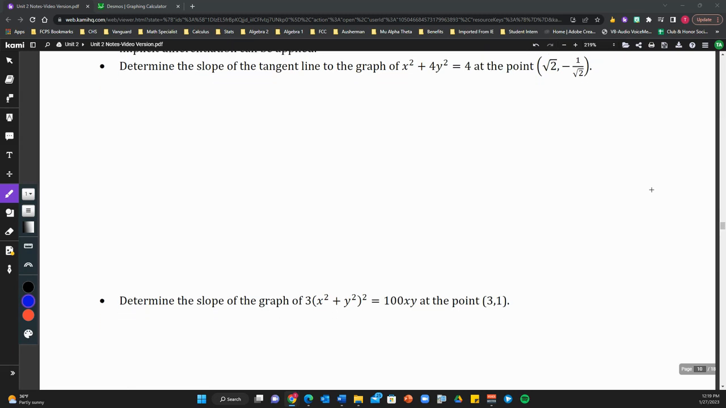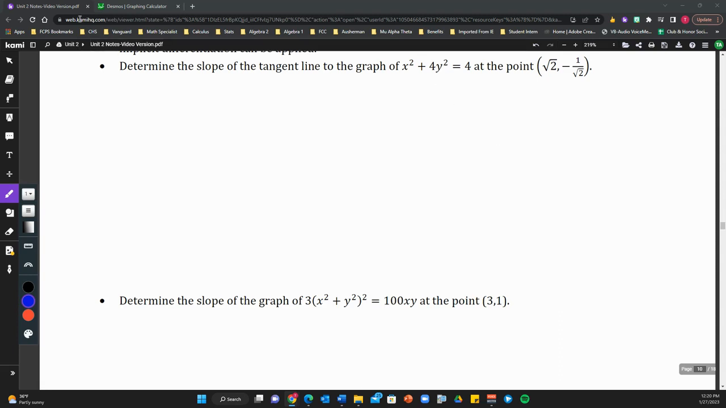So for this one, I do want you to find the slope of the tangent line to this relation's graph at the point √2, -1 over √2. One thing to keep in mind here, if I had given you a function and asked for the slope of the tangent line, then all I would have to give you is the x coordinate. But because this is a relation, we have to know specifically which x and y coordinate we're looking at.